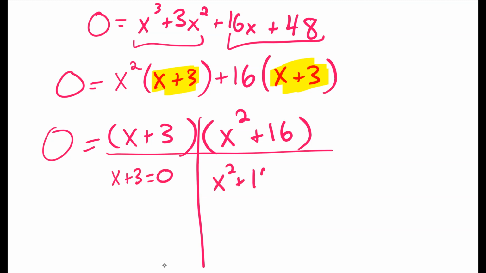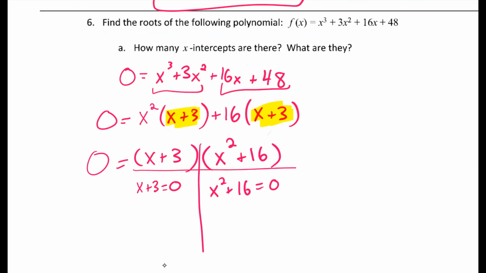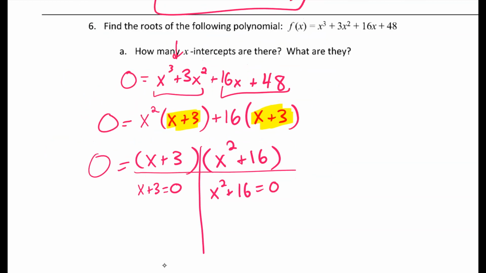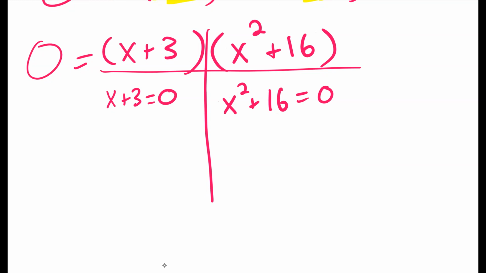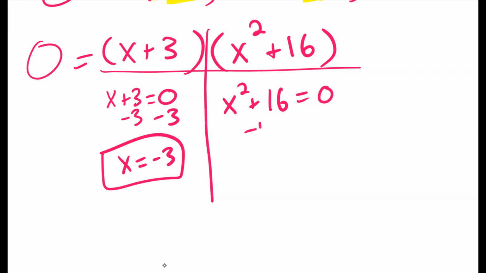Keep in mind, if the degree of this function was 3, because that's the highest exponent I see there, I should have 3 roots when I solve this. So if you don't, you must have missed a solution somewhere. I'm going to subtract 3 on both sides, get x equals negative 3. That's one of my roots. And I'm going to subtract 16 to get x squared equals negative 16.